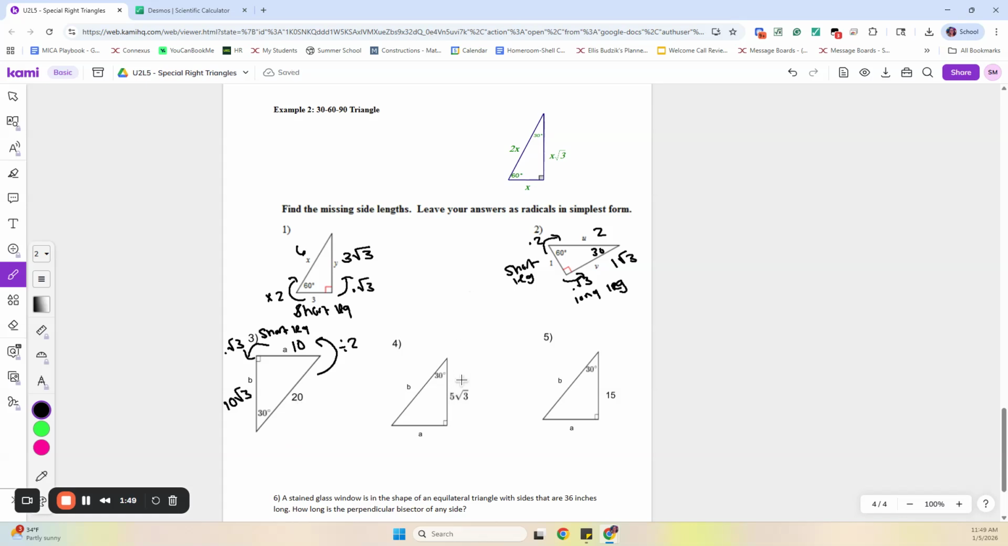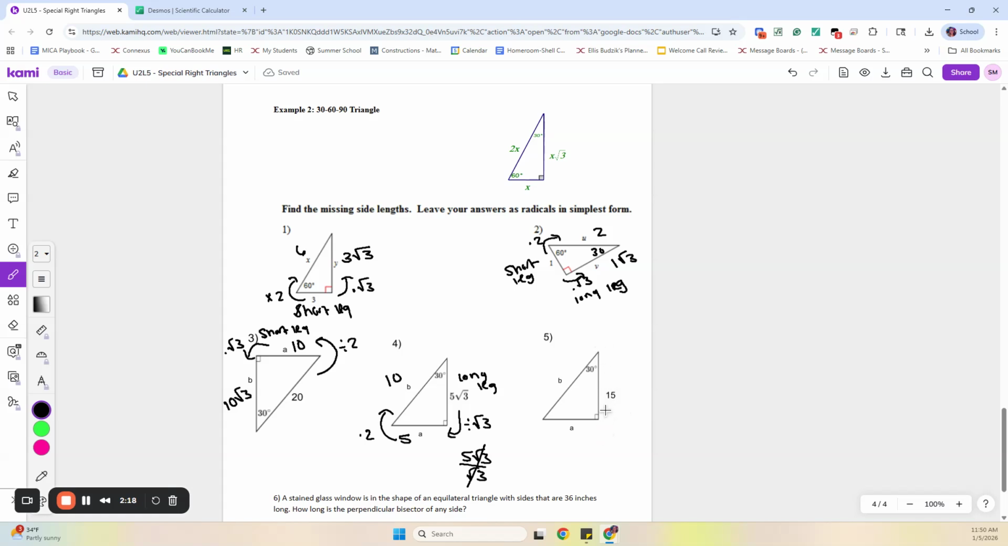Now, number 4, again, notice how they're giving us our longer leg here. So this is my long leg. So what I'm going to do, normally I times by root 3, but when I go backwards, I'm going to divide by root 3. If you need to, write it out off to the side. 5 root 3 divided by root 3, the root 3's just cancel, so I'm left with 5. And then I go over here. In order to get my hypotenuse, I times by 2, so 5 times 2 is 10.